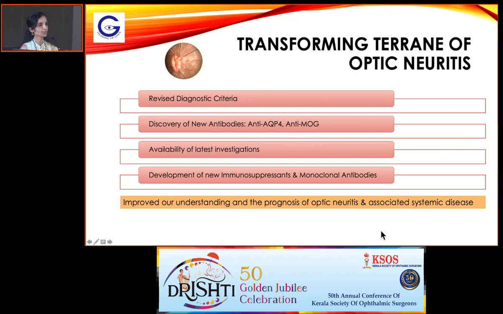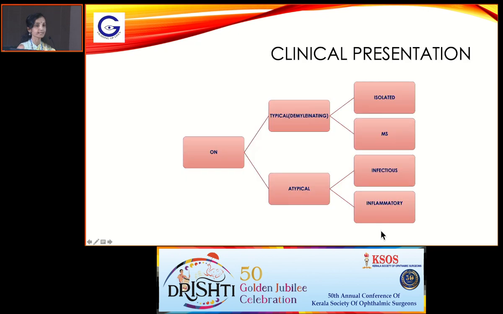We know that in optic neuritis there has been a lot of change, basically because there has been a revision of the diagnostic criteria. There has been discovery of newer antibodies, basically the anti-aquaporin 4 and anti-myelin oligodendrocyte associated glycoprotein antibody. There has been availability of newer investigations, and we have new development of immunosuppressants and monoclonal antibodies. So all this has improved our understanding of optic neuritis and associated diseases.